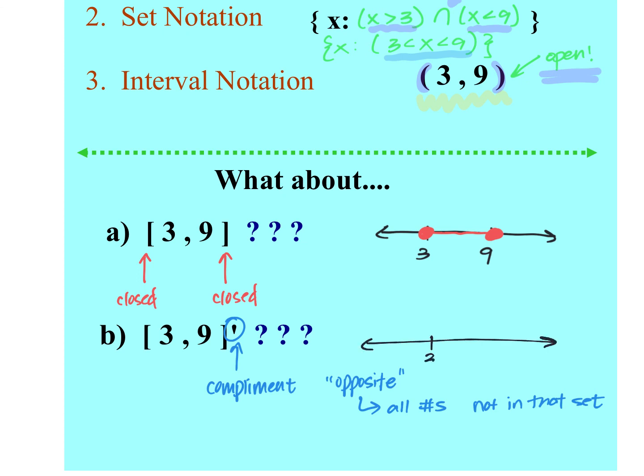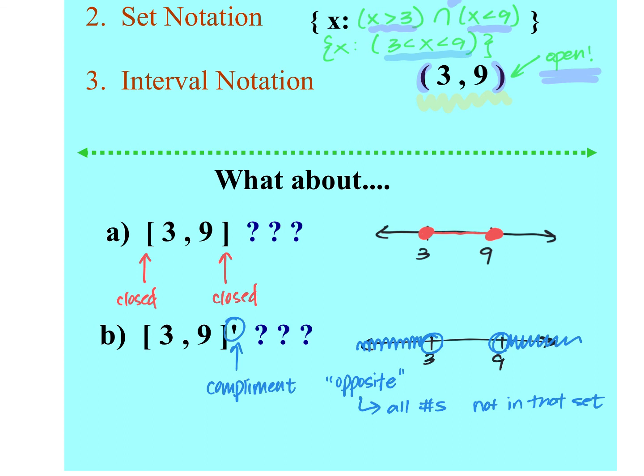So I'd have 3 and 9, but now I'd want anything not included in that first set. So I don't want 3, and I want everything less than it. I don't want 9, I want everything greater than it. I don't want anything in between, since that was the original set.